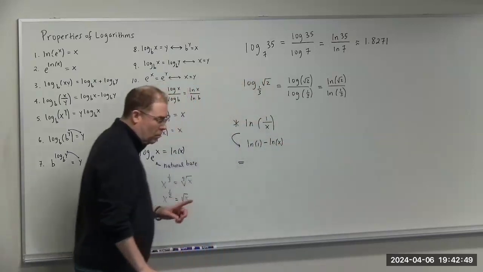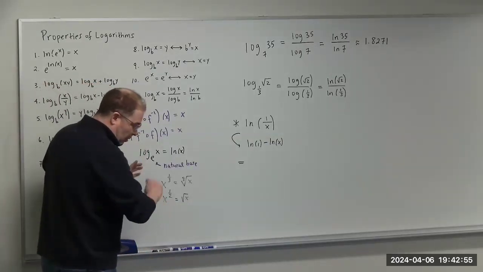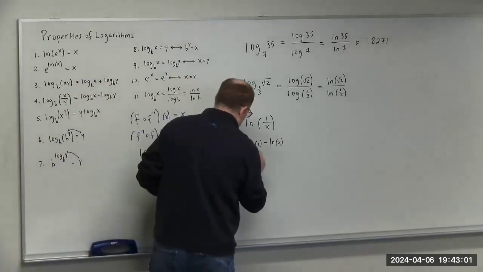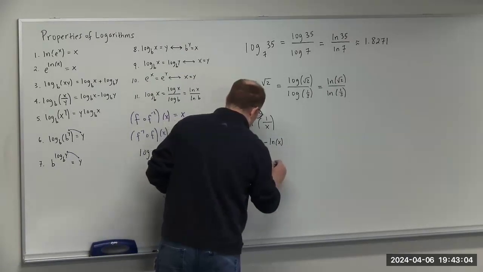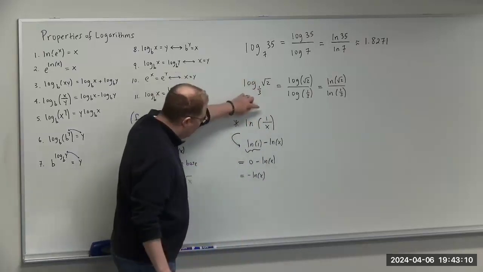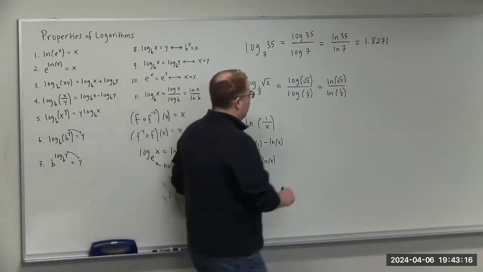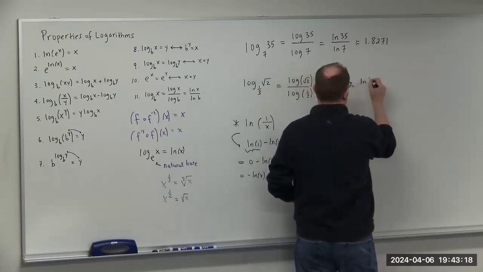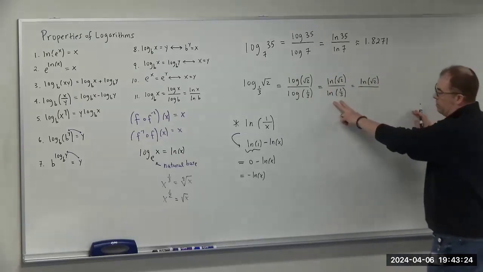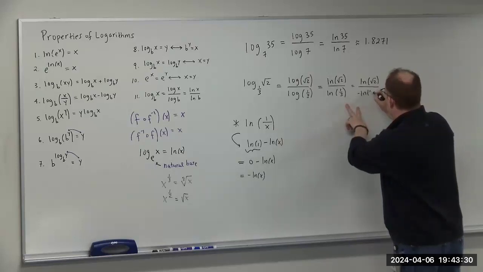And remember, natural log 1 is equal to 0, because if you look at the plot of natural log, the x-intercept occurs at (1, 0). So therefore, this is 0, and we end up getting minus natural log of x. So anytime you have natural log 1 over something, it's always going to be the minus natural log of whatever is here. So we can apply that here. You have natural log of square root 2, and this is just minus natural log of 3.